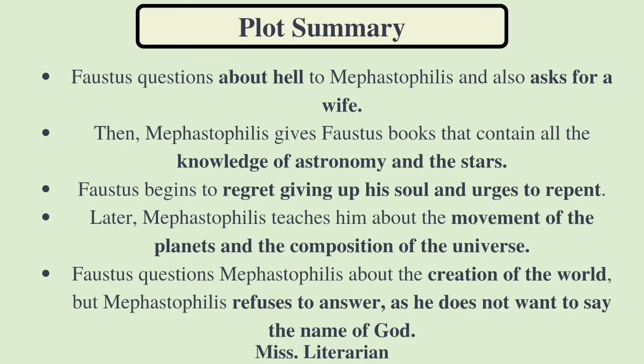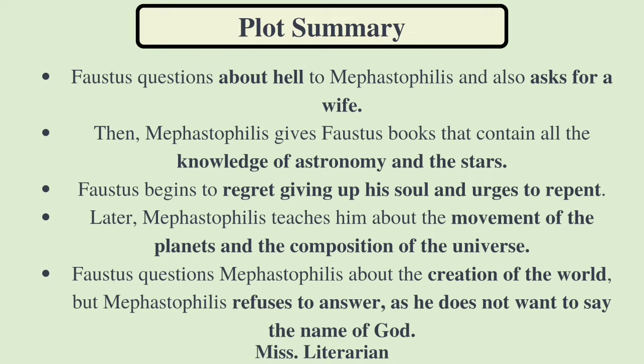Mephistopheles also gives Faustus books that contain all the knowledge of astronomy and the stars, as well as knowledge of plants and trees. Faustus, now and then, repents his sin of giving his soul to Lucifer. Whenever he repents, the angels reappear, one trying to convince him and the other trying to distract him. On hearing the angels' advice, Faustus again decides not to repent, and Mephistopheles teaches him about the movement of the planets and the composition of the universe.